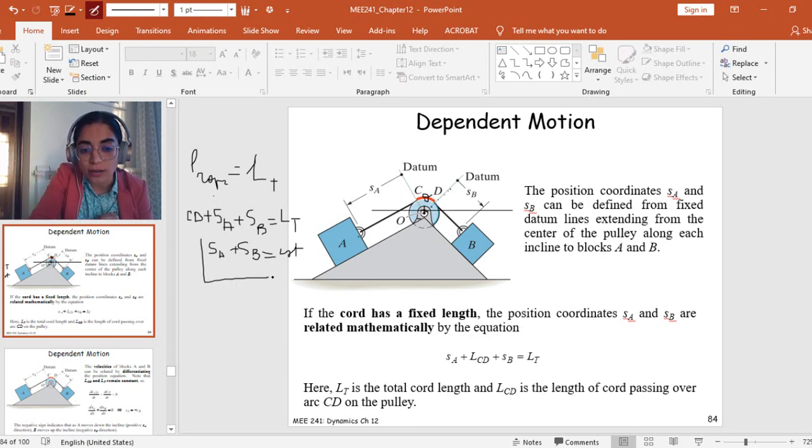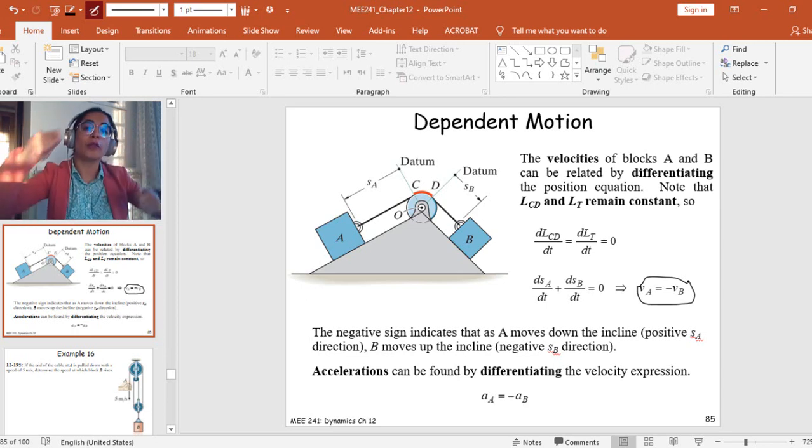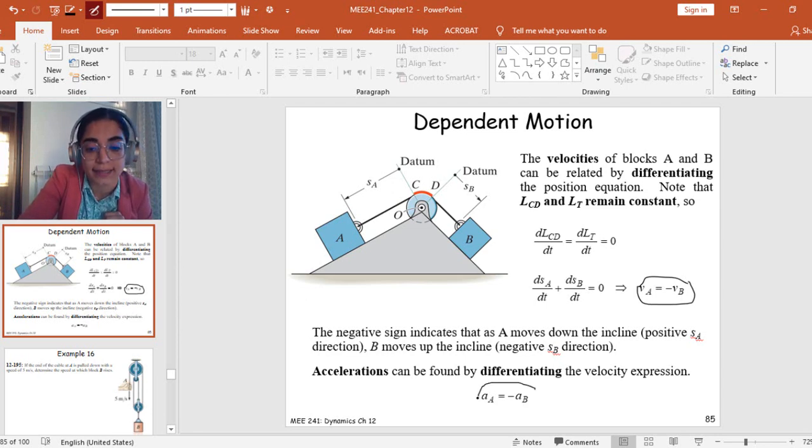From this equation here, guys, I can take the derivative in order to find the velocity. And this will give me that VA, because V is the time derivative of position, it is dSA over dt. So VA plus VB will be equal to zero. And this will also give me VA is equal to minus VB. And this is what I said first using only my experience. So VA in magnitude will be equal to VB, and they are going to move in opposite directions. And you can also take the derivative with respect to time to find the acceleration, and you're going to find that AA is equal to minus AB.